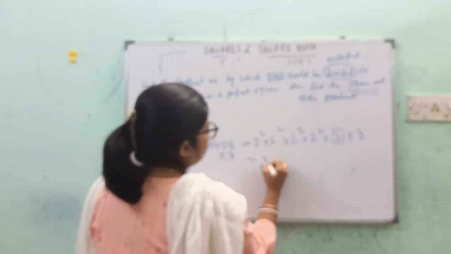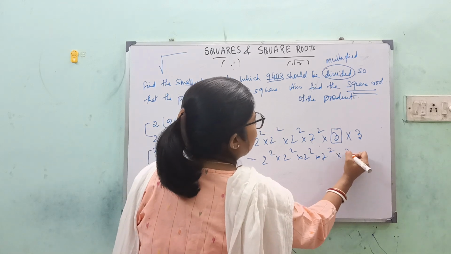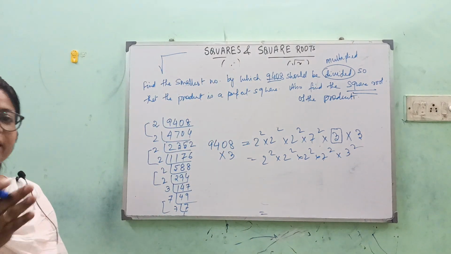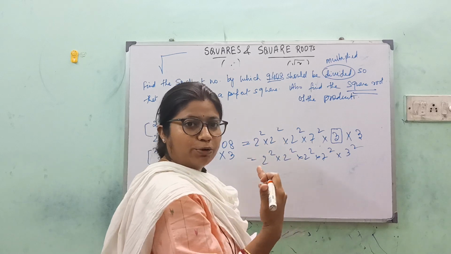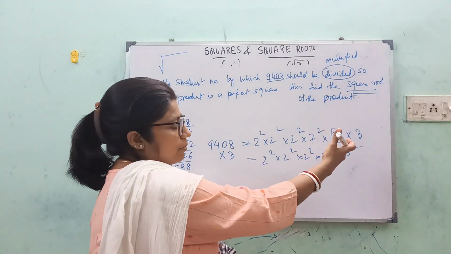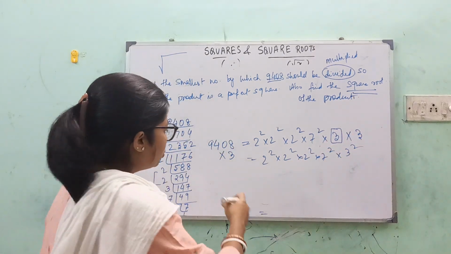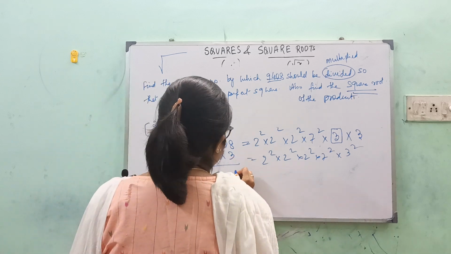So this becomes 2 square into 2 square into 2 square into 7 square into 3 square. In the previous case, the unpaired number is removed, and in the new case, another number is brought so that the unpaired number gets a pair. So here also you will be doing the multiplication.